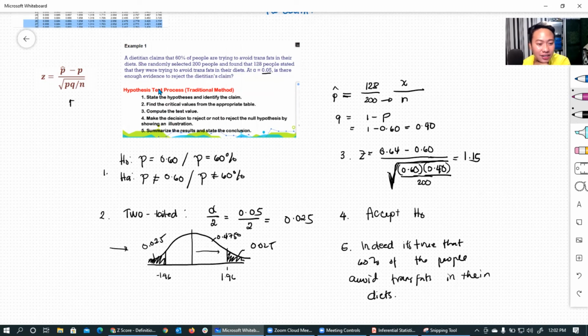Wait, if it's a Z-test, what is the area of that critical value from? Yes, that's it. Yes, yes, yes.